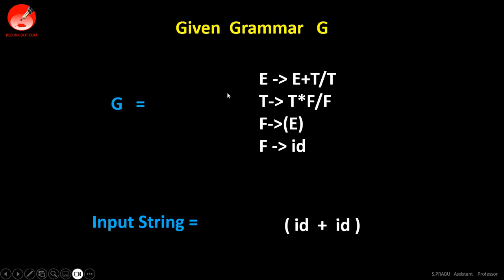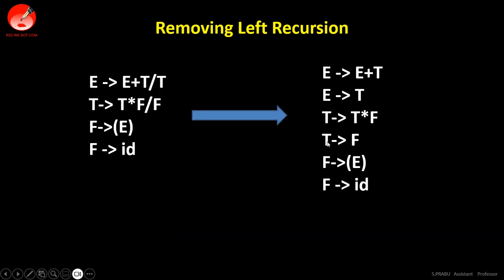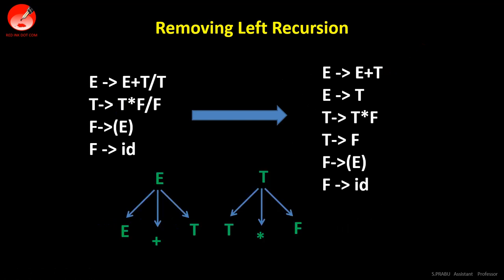In your examination, the grammar is given. In this example, I can take this grammar and one input string is given. We have to check whether this input string is valid for this grammar or not. First, I can check whether this grammar has any left recursion or is ambiguous. The first production has left recursion and also the third production has left recursion.